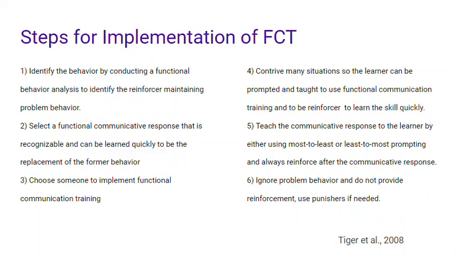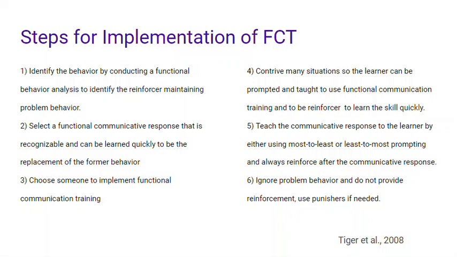So to implement functional communication training, there are a few steps. The first one is you need to identify the behavior that the learner is engaging in. You would do this by conducting what is called a functional behavior analysis, and also identify the reinforcer that maintains this behavior.